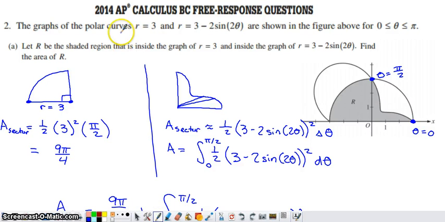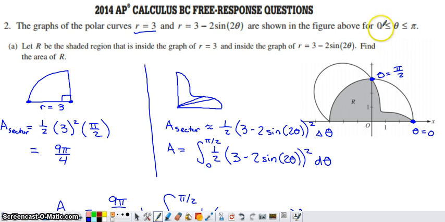So this video is going to contain question number 2 from the 2014 BC exam. And this is a calculator question where they give us these two polar curves. So the first polar curve is just a circle, constant radius of 3. And then the second polar curve is the curve that's traced out right here, defined by this relationship between r and theta.